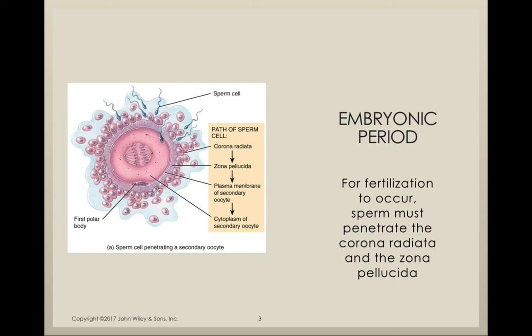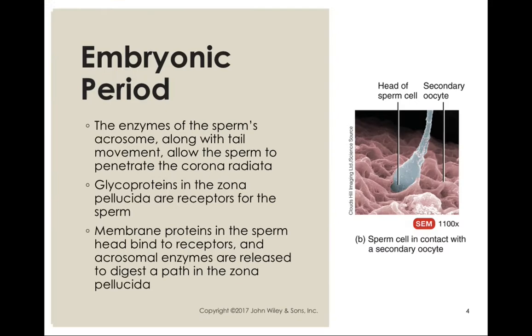We must remember that in order for a sperm cell to penetrate the oocyte, it has to utilize the acrosome that's found on its head. The acrosome is going to contain digestive enzymes that are going to help it make its way through the corona radiata as well as the zona pellucida. The first sperm cell that penetrates the oocyte is going to be the one that fertilizes the egg.